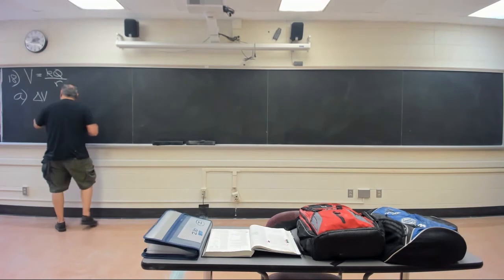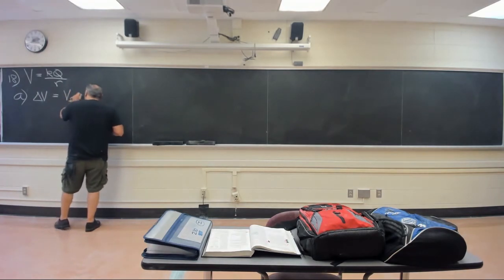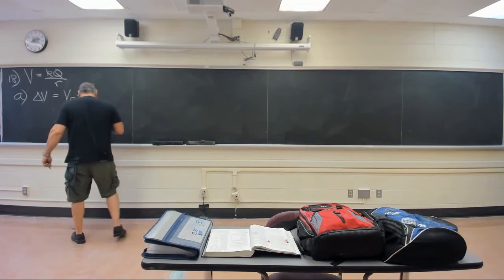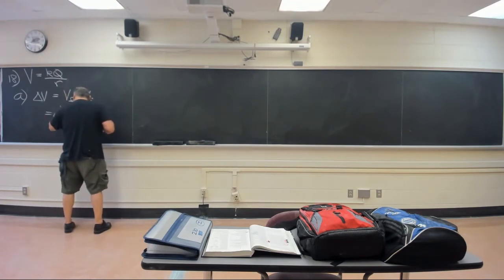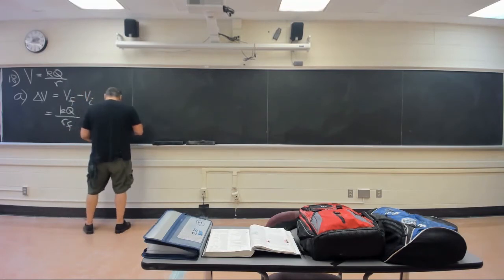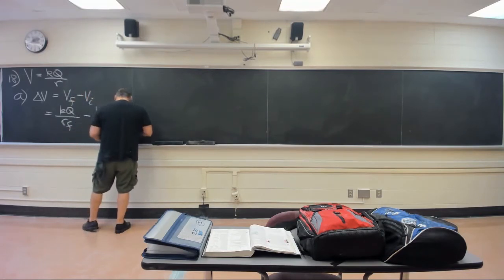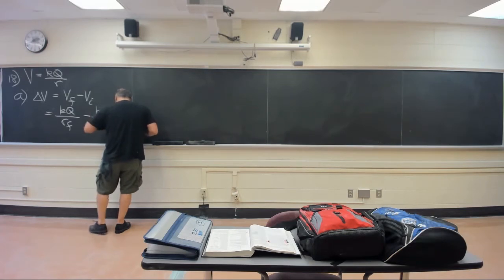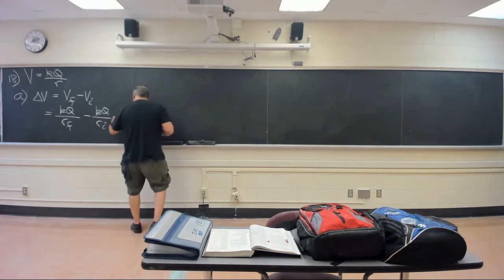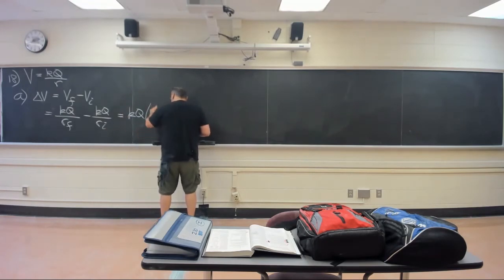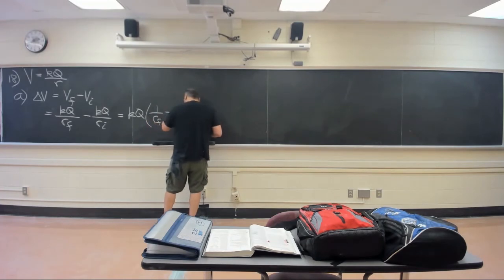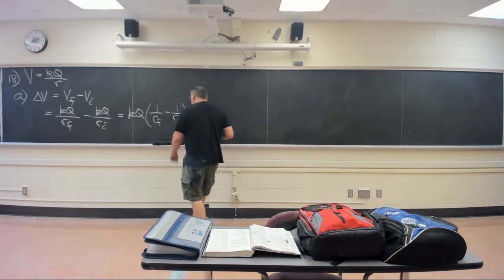You got delta V here. You got VF minus VI. KQ over RF minus KQ over RI. This gut feeling thing I'm trying to show you, I think makes the most sense. That's why I'm doing it. At least that's my motivation for doing it. What's going on here?